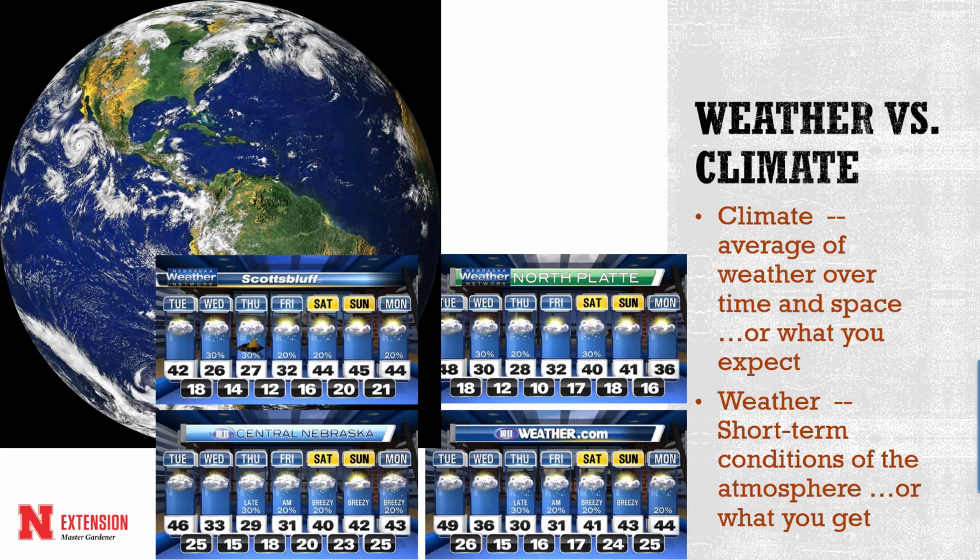The weather is the short-term conditions of the atmosphere, or what you're getting, what's outside your window right now. So whether or not you need to grab the umbrella or grab the snow boots or what have you. So those are the two things that we need to remember when we're looking at both weather and climate.